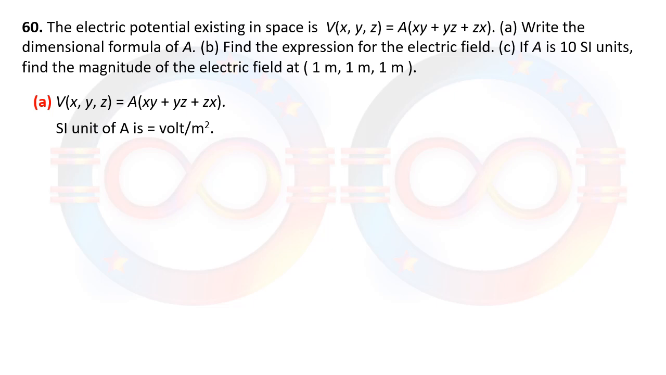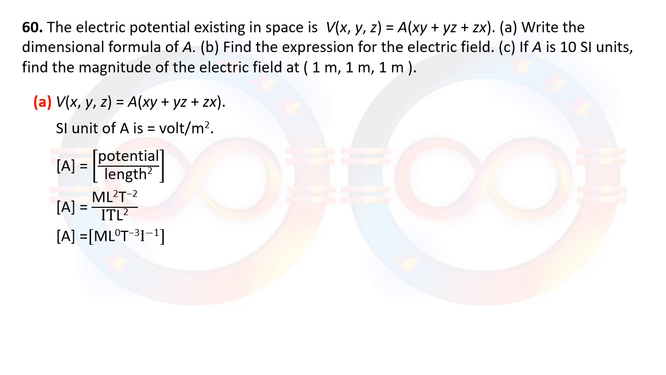So A is nothing but voltage upon xy or voltage upon yz or voltage upon zx. So potential is volt, upon x meter, y meter, meter square. So the SI unit will be volt per meter square. Accordingly, we can write the dimensional formula. Potential dimension is work done upon charge, work is ML²T⁻², charge is IT, length is L, so L². On simplifying, we will get ML⁰T⁻³I⁻¹, that is the dimensional formula of A.